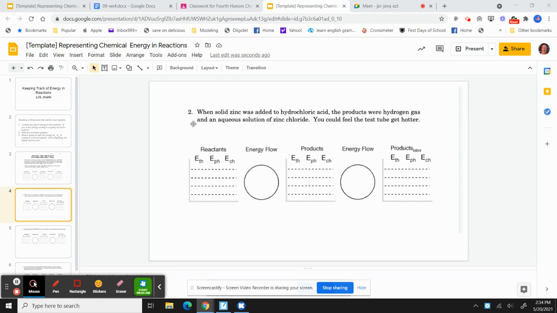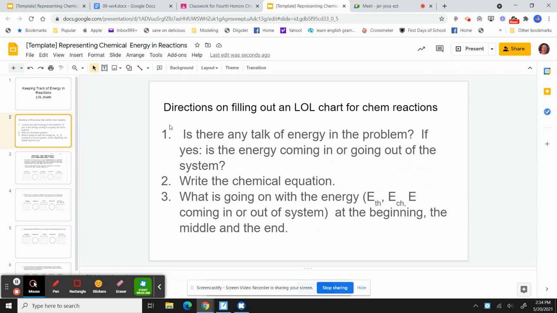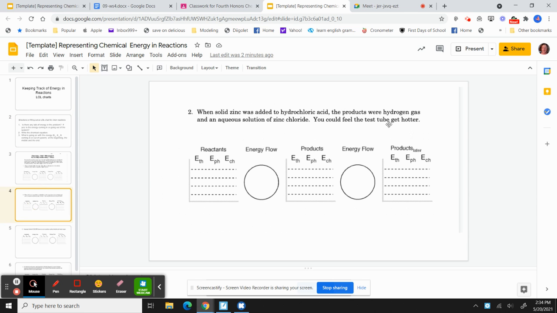So the first thing we need to look at when we look at a problem is we need to find out, is there any talk of energy in the problem? If yes, is the energy coming in or going out of the system? Okay, so let's take a look and see if they're talking at all about energy.